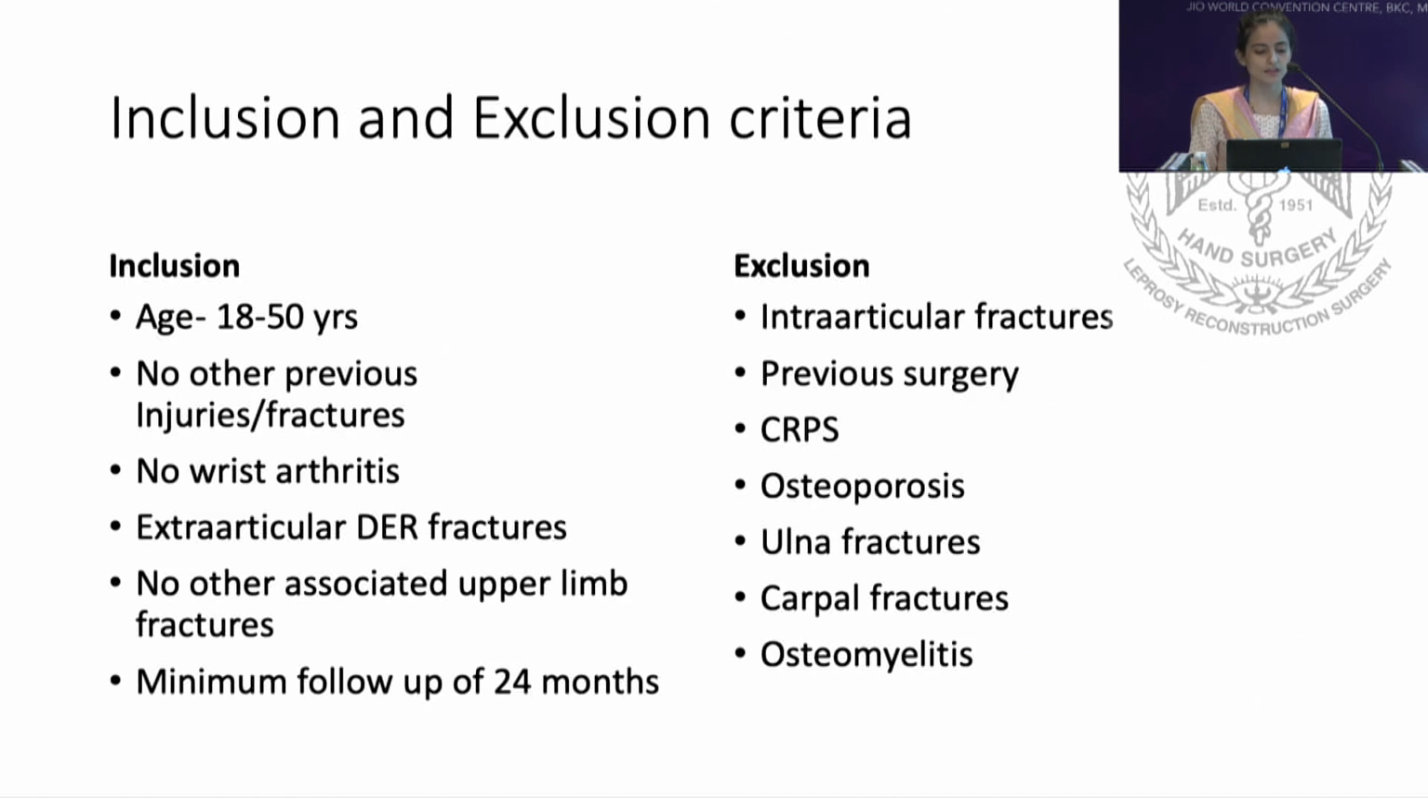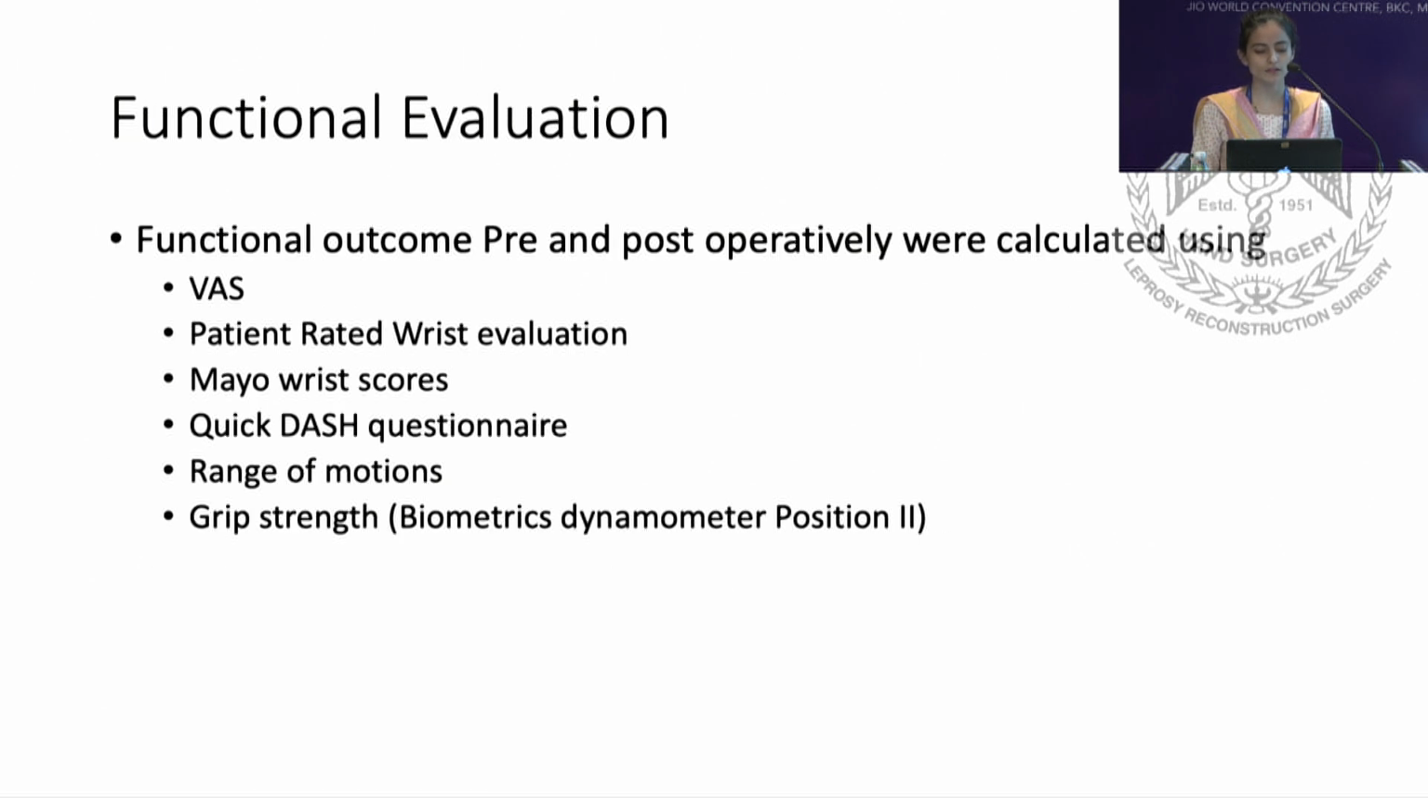So the inclusion criteria were patients from 18 to 50 years, and no other previous injuries or fractures, no wrist arthritis, extra-articular distal radius fractures, no other associated upper limb fractures, and minimum follow-up of at least 24 months. The exclusion being intra-articular fractures, previous surgeries, CRPS, osteoporosis, ulnar fractures, carpal fracture, or osteomyelitis.